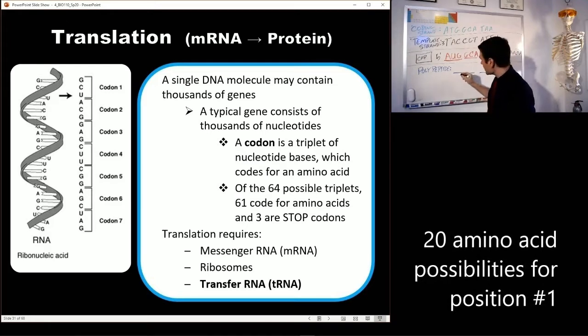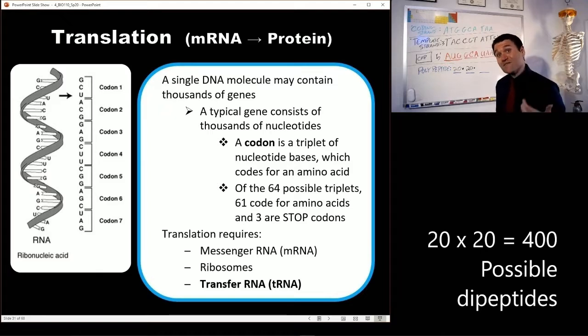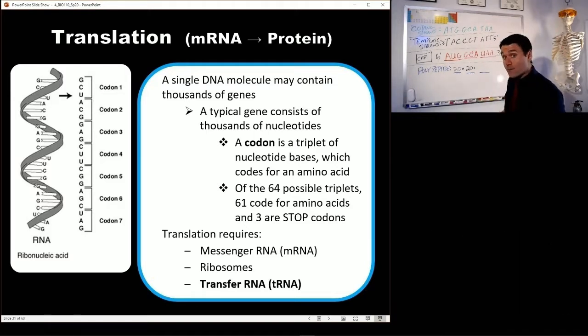So let's say for the first amino acid, there's 20 possibilities, right? 20 possibilities of what could be the first amino acid in my chain. There's 20 possibilities for the second amino acid in my chain. That means that if I multiply these 2 together, I find that there are 400 different dipeptides that I can make. 2 amino acid long chains, 400 different dipeptides. If I want to make a tripeptide, right, I have another 20 possibilities for the third amino acid, which would bring the total number of possible tripeptides up to 8,000.